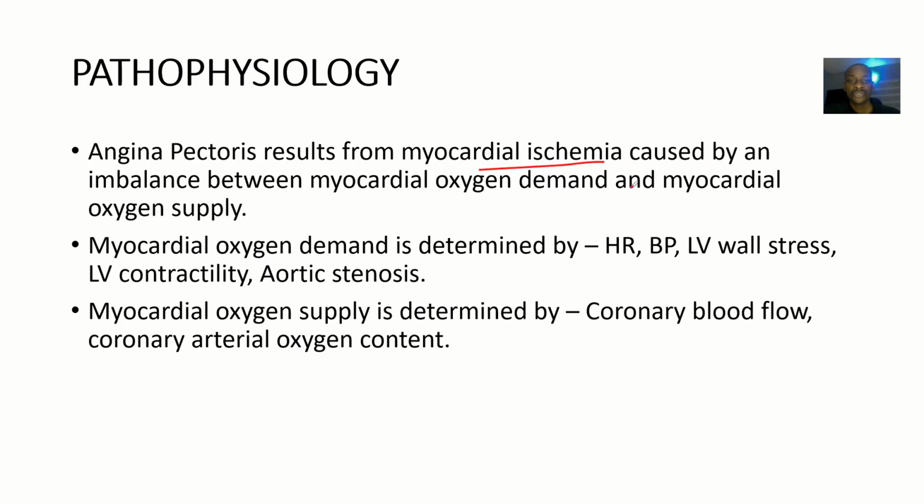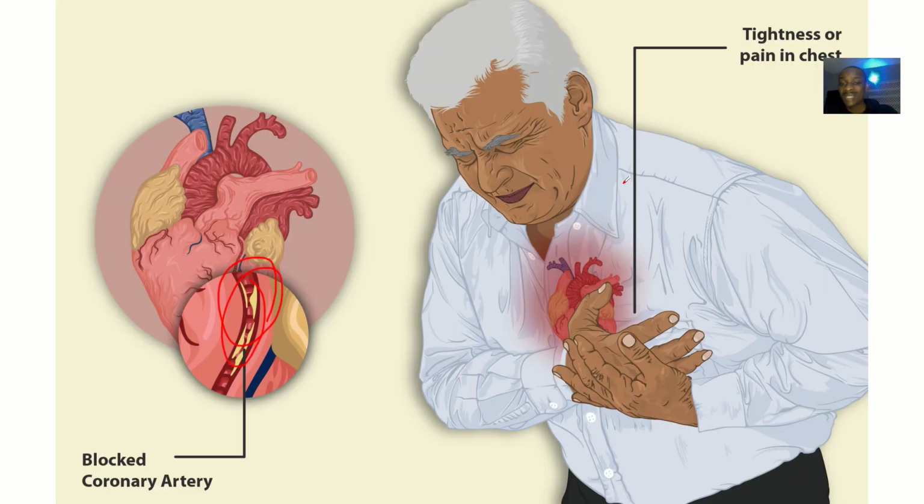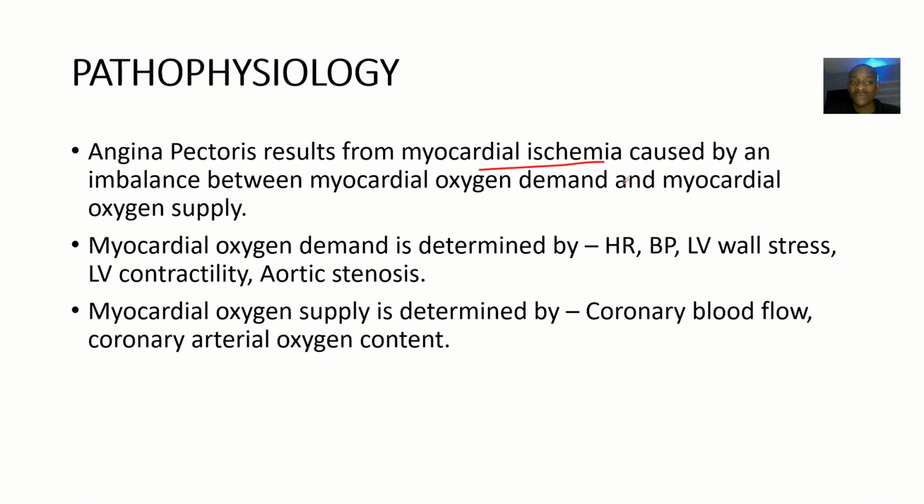Alright, so it actually results from what? Myocardial ischemia caused by what? Imbalance between myocardial oxygen demand and myocardial oxygen supply. So for the heart muscles, the demand, or the amount of oxygen they need, is becoming more than the amount of oxygen that is being supplied. Okay, so that's why you're having myocardial ischemia, resulting in what?